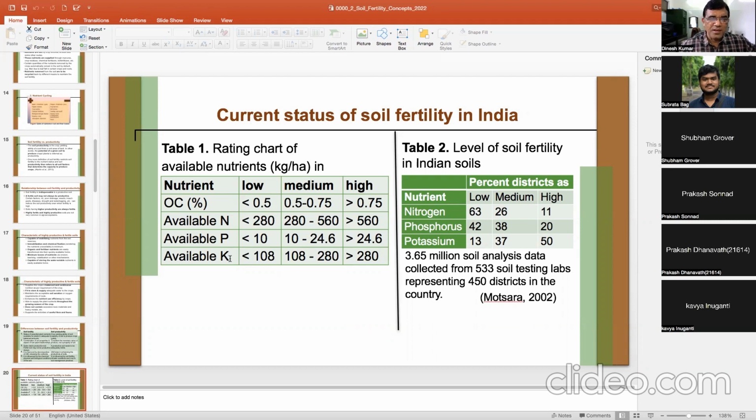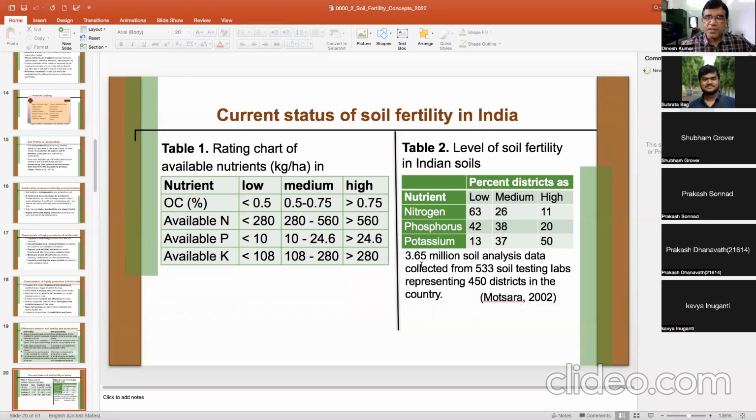Similarly, K is in the form of available K only, not K2O. Levels of soil fertility in Indian soil: this was a very exhaustive study done by Motsara in 2002. It was suggested that nitrogen was low in 63% of samples, 26% were medium, and 11% were high. Phosphorus, 42% were low, 38% medium, and 20% high. And potassium, 13% low, 37% medium, and 50% high.